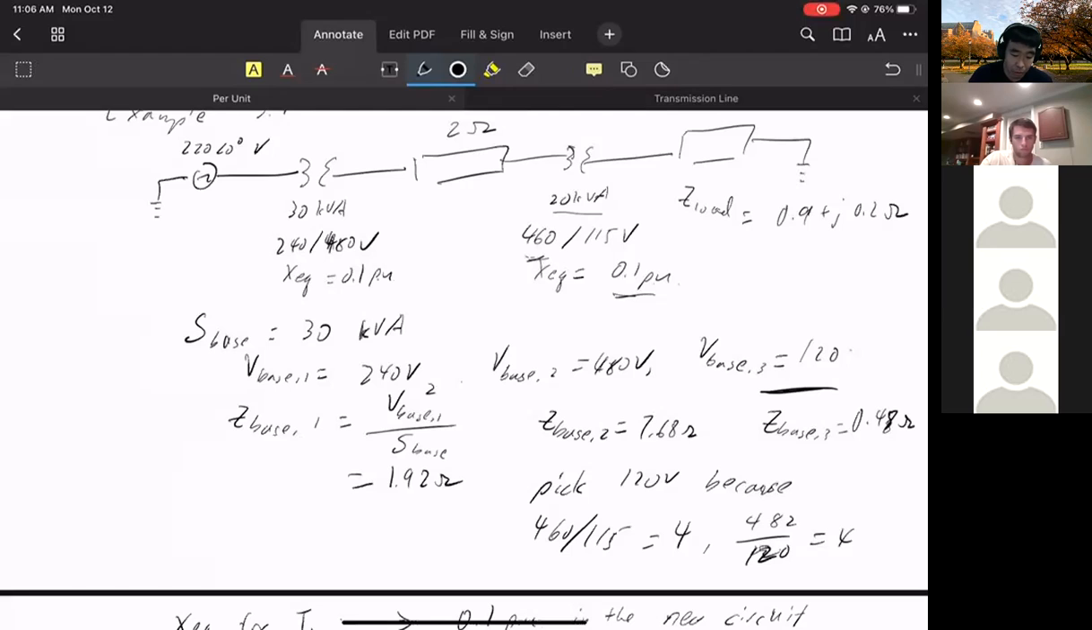So since we pick zone 1 to be 240, then everything else is determined by the turns ratio. Right? We pick zone 1 to be 240, then we need zone 2 to be 480. And that goes down the chain of the transformers.